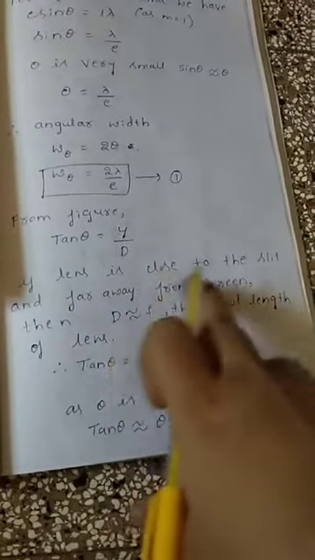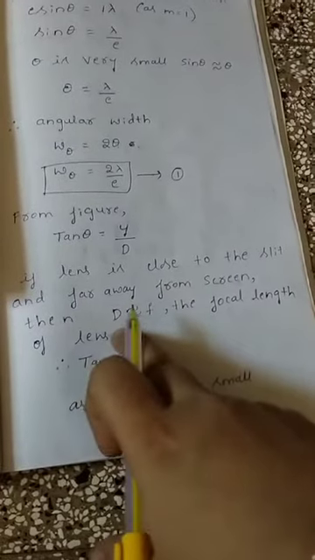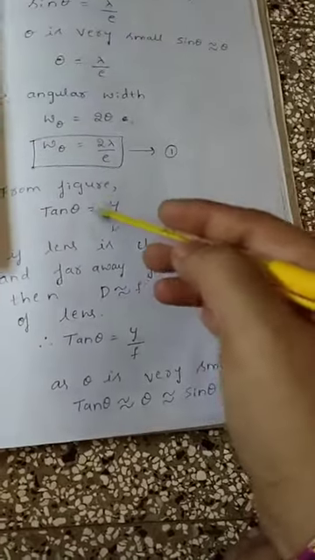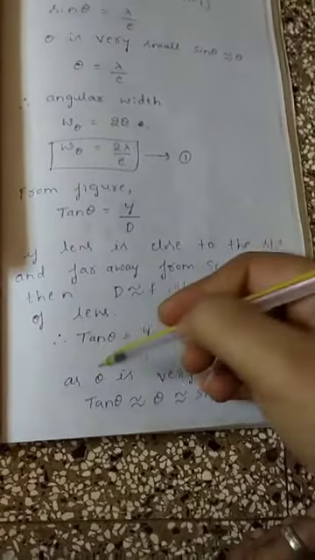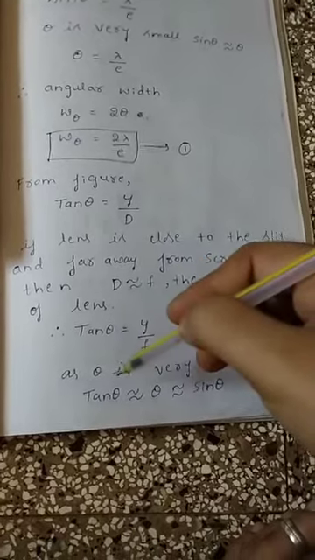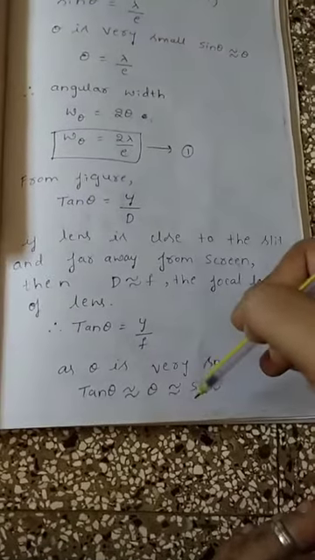So if the lens is very close to the slit and far away from the screen, then d is approximately equal to f. See, we have to introduce one lens here to get the intensity pattern. If this lens is very close to the slit and very far away from the screen, then d is nothing but the principal focal length of that lens. Therefore I have replaced d by f in the tan theta expression. Here also, since theta is very small, tan theta can be written as theta.